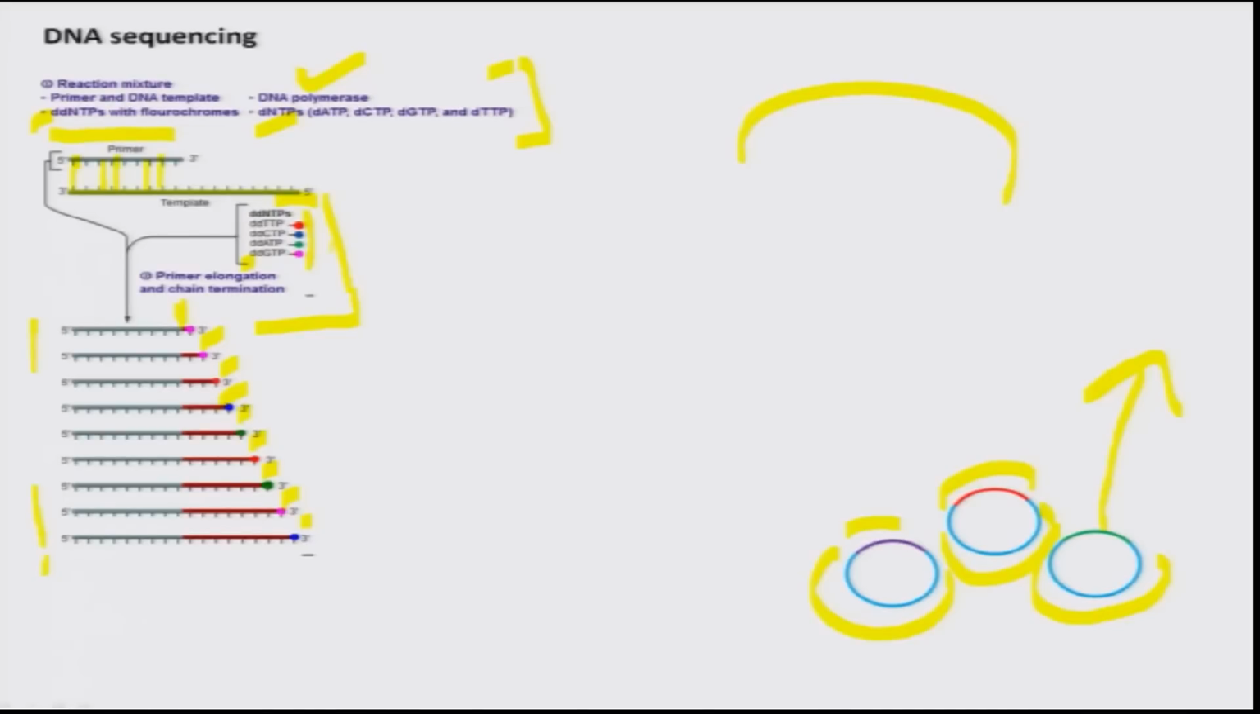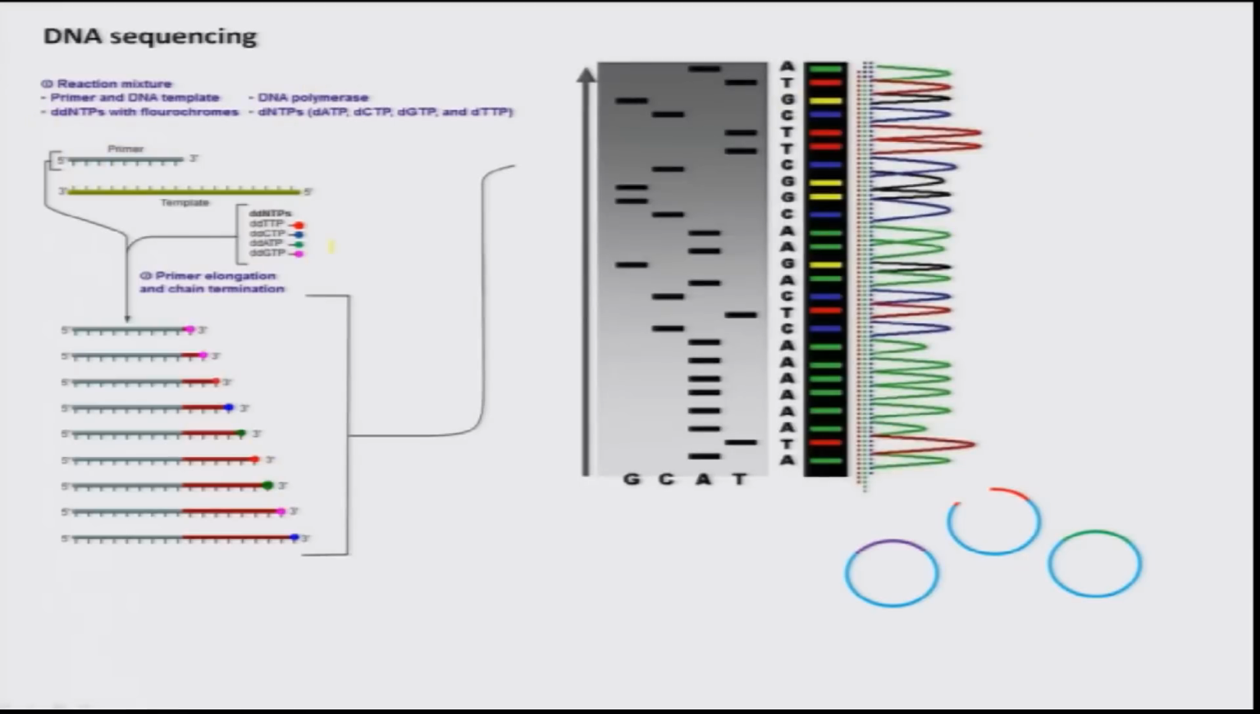So by looking at the light, I will be able to call it base A or base T or base C or base G. By looking at the fluorescence, I am able to call which base it is. So what I do is I separate the DNA fragments based on their size. This is something that we will come back to a little later.